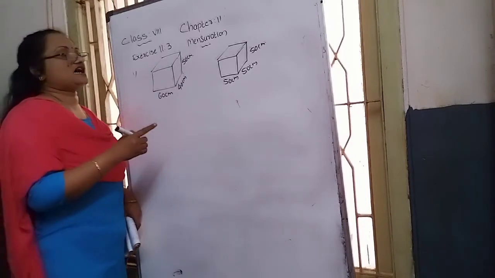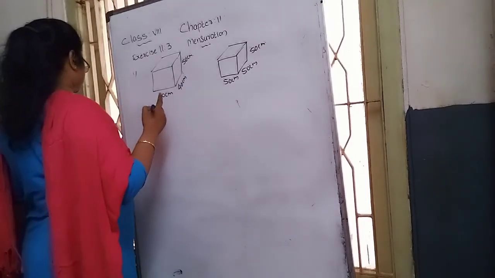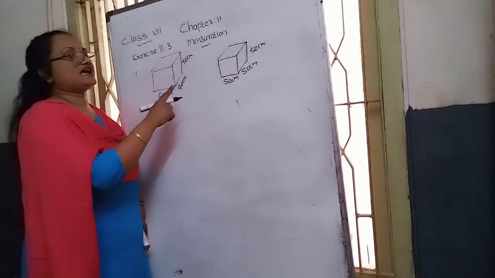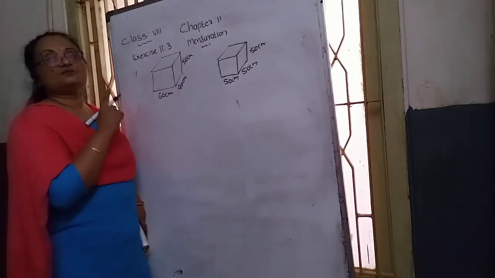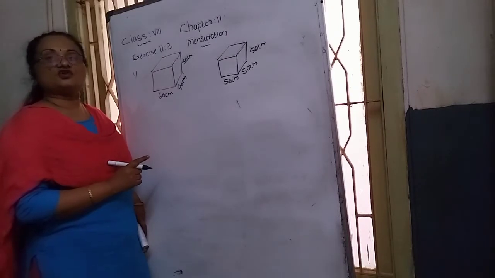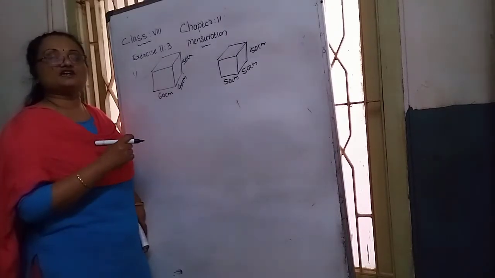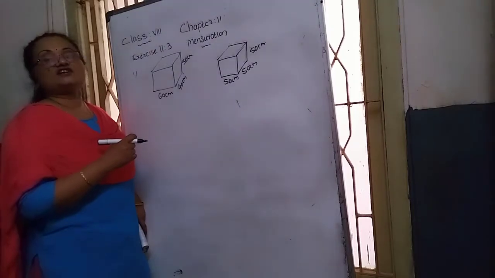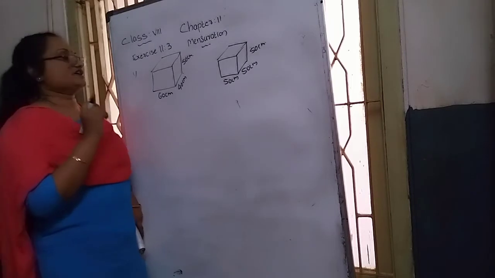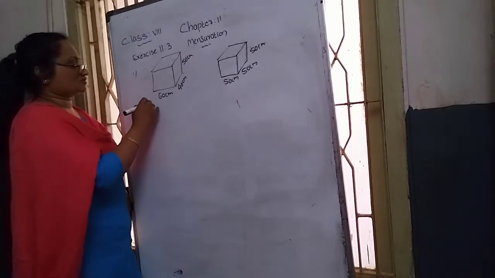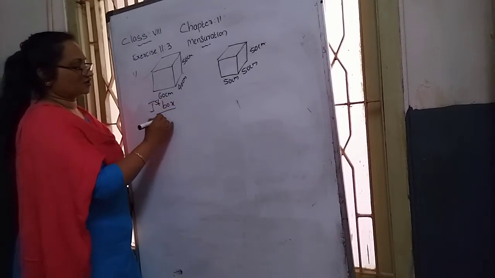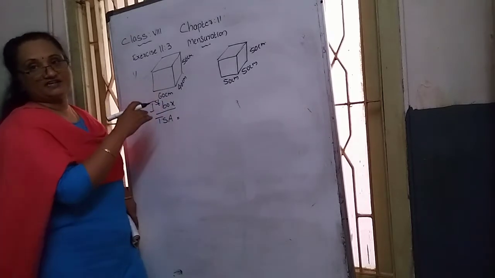Then, which box requires a lesser amount of material to make? That is the question. Which box requires less material to make? That is the meaning of this question. So what do we want to find out? The total surface area. We apply the total surface area formula of a cuboid, because the box is fully covered.